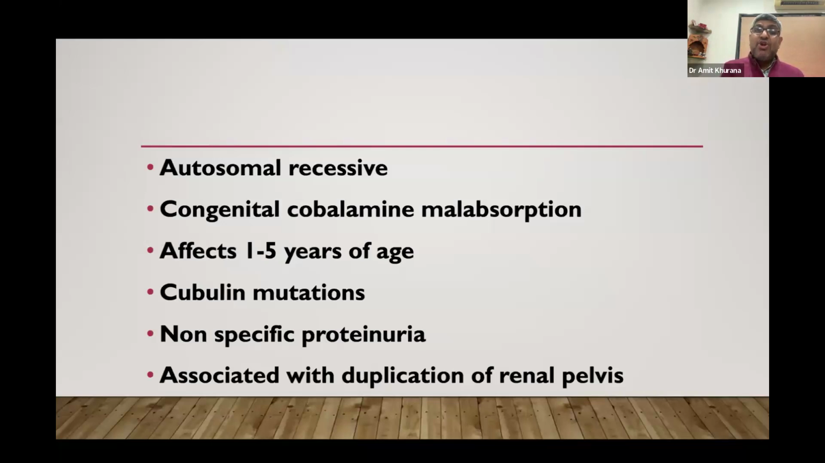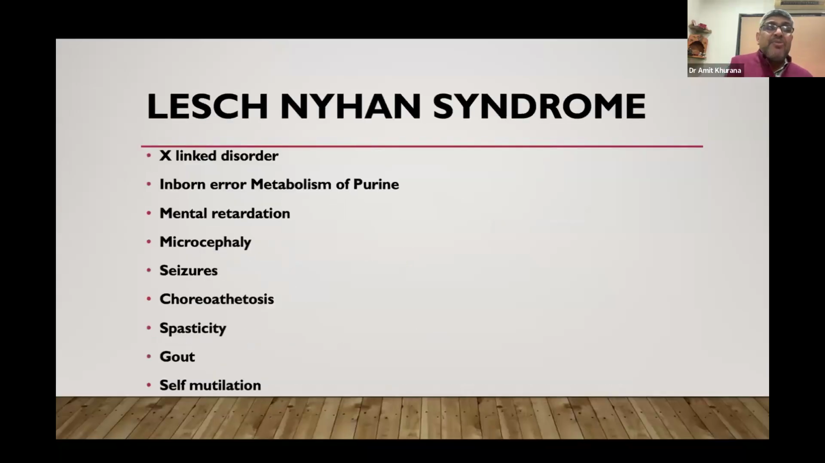It's because of the cubilin mutation which is present on the intestinal brush border, which leads to non-specific proteinuria, and it is also associated with duplication of the renal pelvis. So there is a defect in cobalamin malabsorption, which leads to B12 deficiency in children.